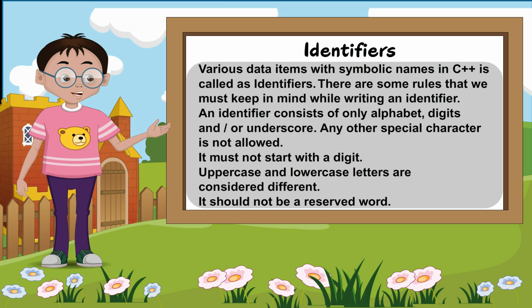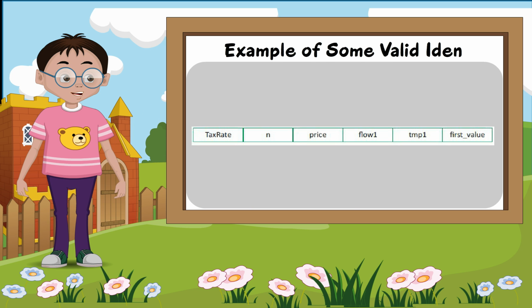Identifiers. Various data items with symbolic names in C++ are called identifiers. There are some rules that we must keep in mind while writing an identifier. An identifier consists of only alphabets, digits, and/or underscore. Any other special character is not allowed. It must not start with a digit. Uppercase and lowercase letters are considered different. It should not be a reserved word. Examples of some valid identifiers: tax_rate, N, price, flow1, PMP1, first_value.